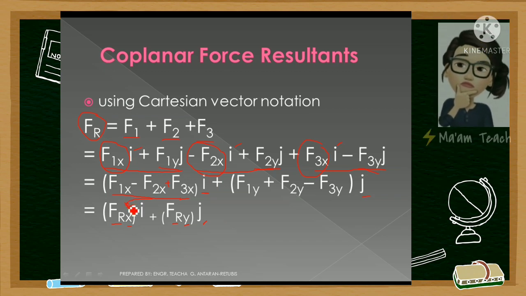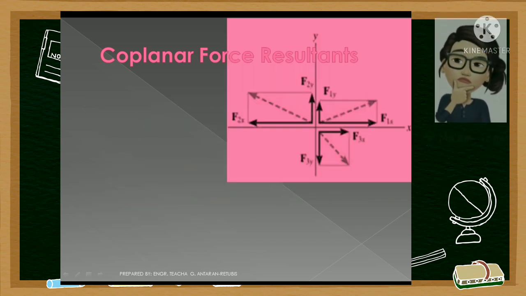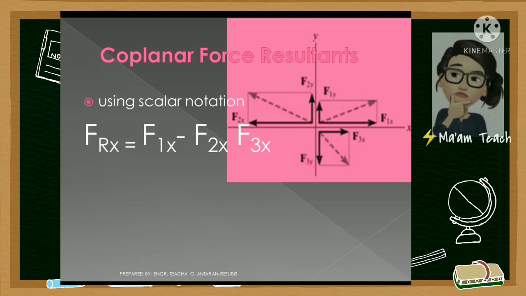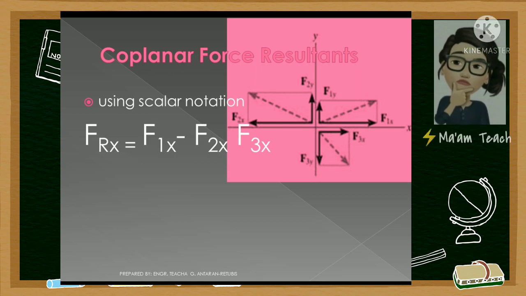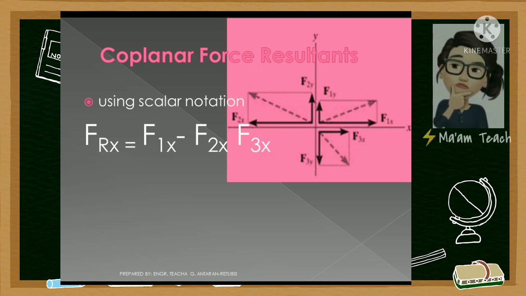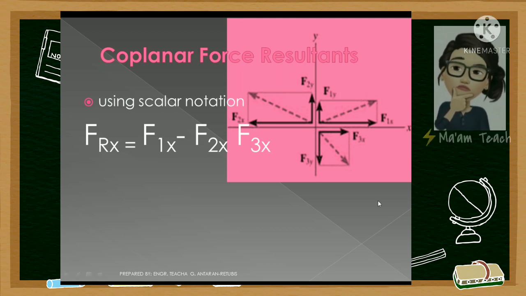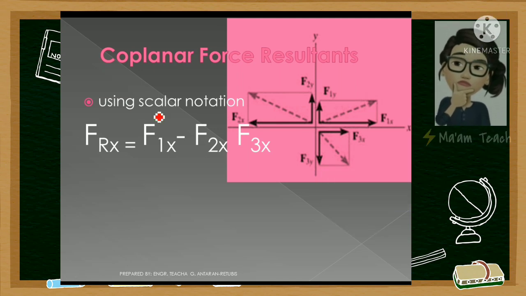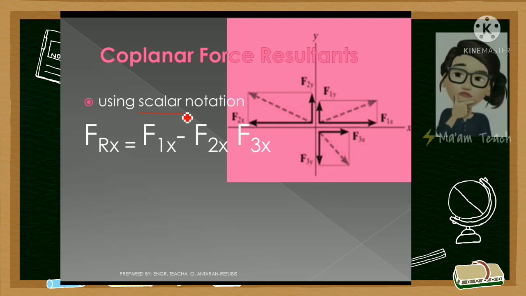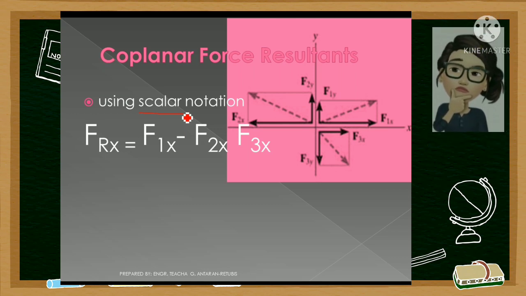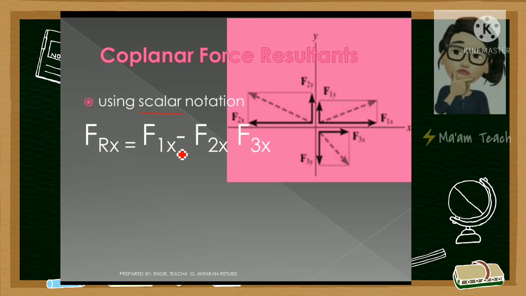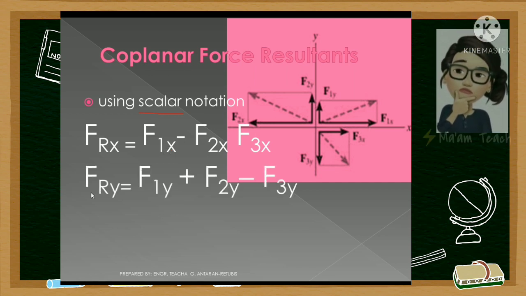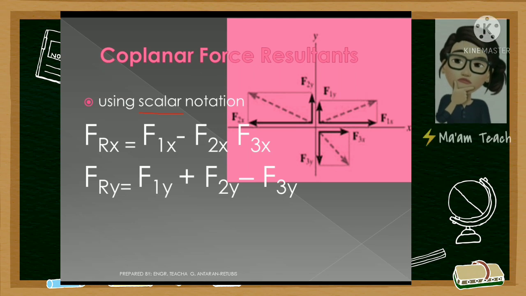Now notice here in our scalar notation, it's the same, right? The only difference is that it doesn't have i on it. Because class, if you could notice, scalar only means magnitude only. So that means we don't have direction here. We don't use the i and the j, only the magnitude. So for frx, you simply add all the x components, while for the resultant of the y component, you also add all the y components.